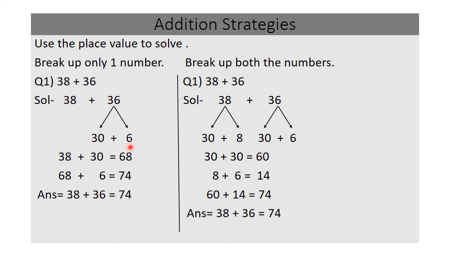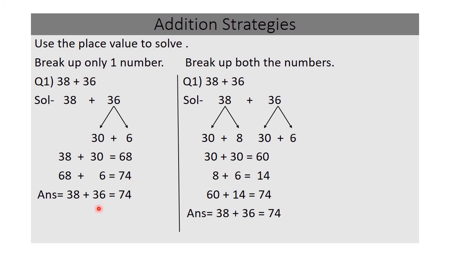Now in the next step you will be adding the first number which you have got after breaking up 36, which is 30, to the first number, which is 38. So 38 will be added to 30 or 30 will be added to 38, both are the same. The sum which you will get is 68, and to this 68 the next number which you have got after breaking up 36, which is 6, will be added. So now your answer is 74. So the sum of 38 and 36 will be 74.